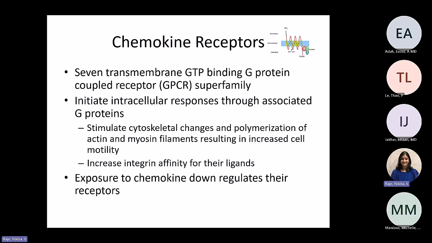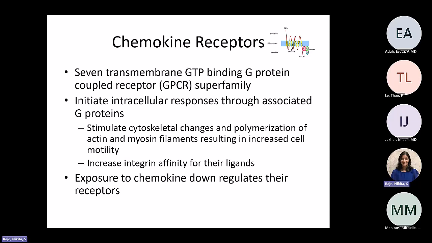So these chemokines are going to bind to their receptors called chemokine receptors. And as you see in that figure, this is a 7-transmembrane receptor, which means it spans the cell membrane 7 times. It's a 7-transmembrane GTP binding G protein coupled receptor. So it belongs to the GPCR superfamily, and it helps in initiating an intracellular response through the G proteins. Because of that signaling, there will be stimulation of cytoskeletal changes, polymerization of actin and myosin filaments, and that helps with the motility of the cell.